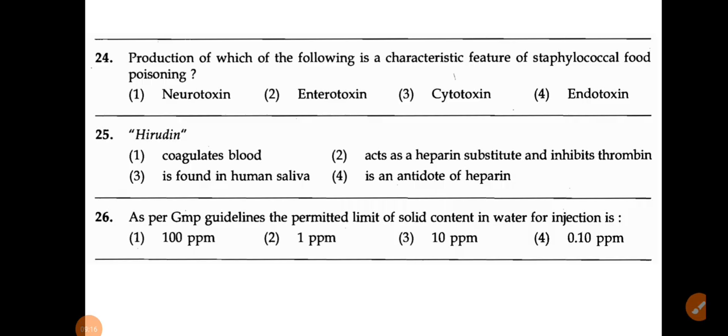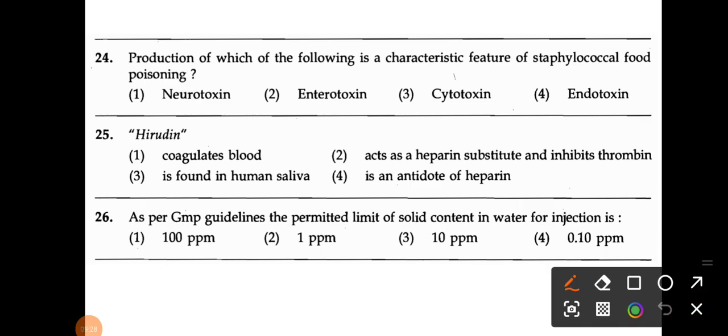Question number 24. Production of which of the following is a characteristic feature of staphylococcus food poisoning? Options are neurotoxin, enterotoxin, cytotoxin and endotoxin. So here also your correct answer is enterotoxin.